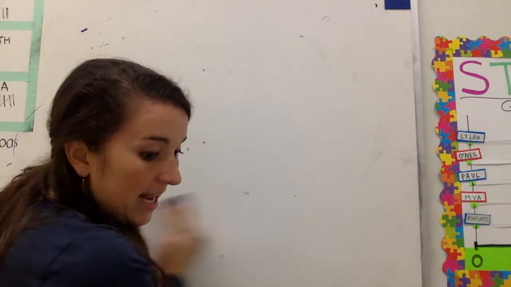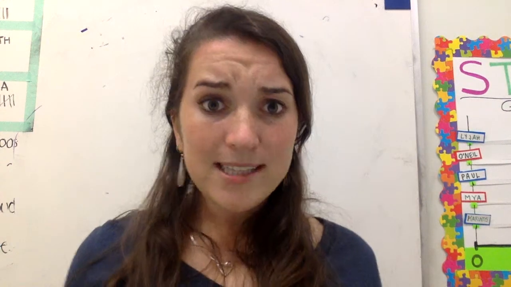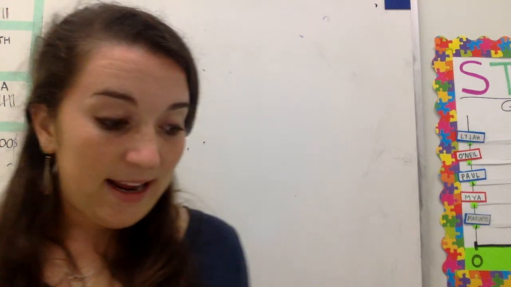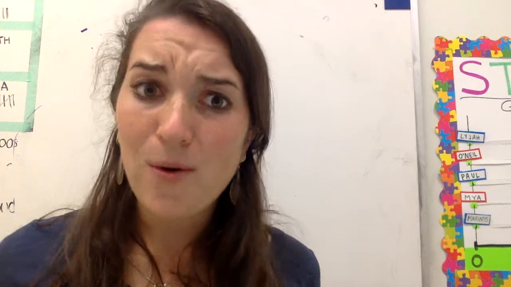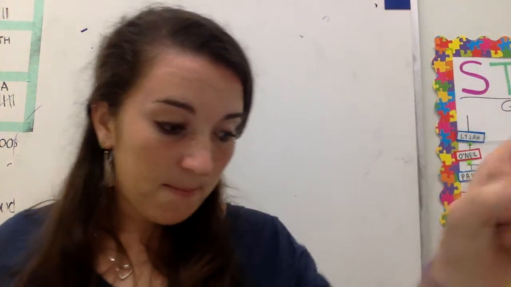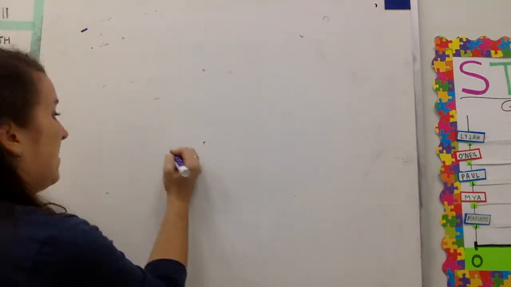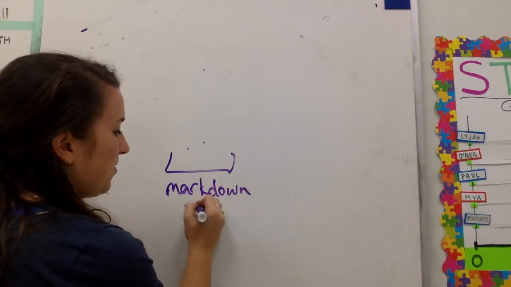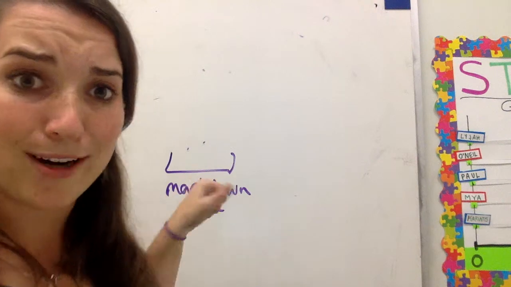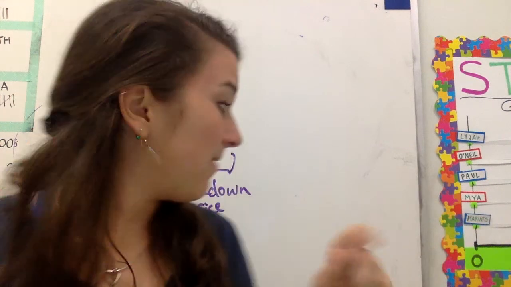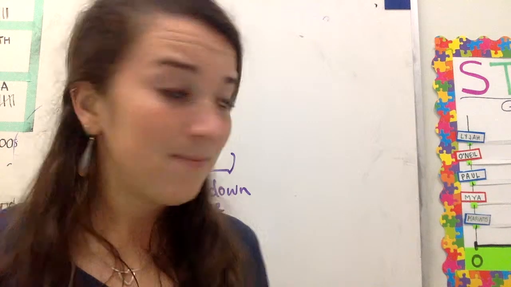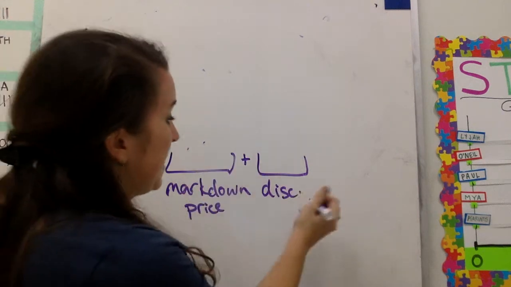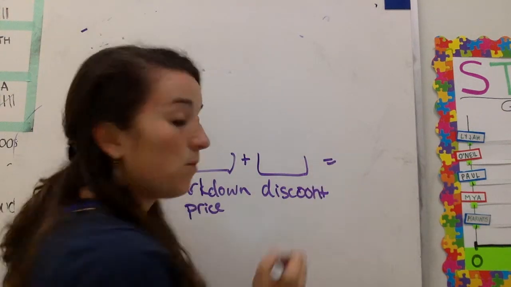So Warren spent $28 for a shirt. This was a markdown price after a $16 discount. Which equation can Warren use to find P, the regular price of the shirt? All right, so we're trying to find the regular price, right? And we have a markdown price and a discount. I know that you can add the markdown price to the discount to find the total that the shirt costs, right? So the markdown price plus the discount, I don't know what goes in these blanks yet, will equal the total price.